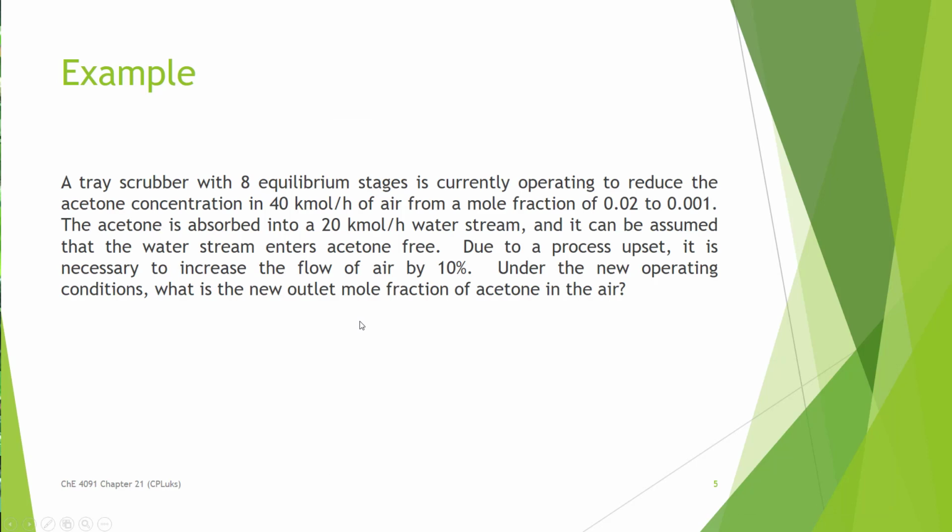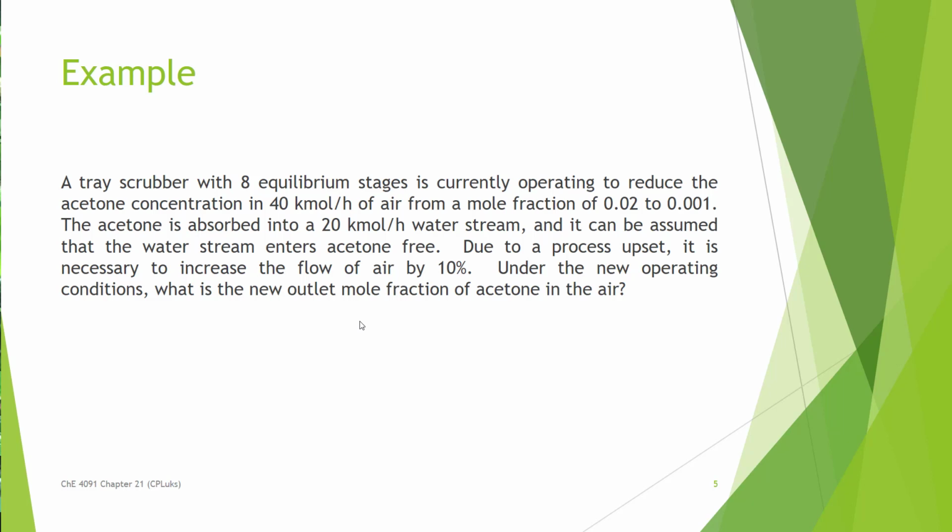They do an example in the book, and it's a tray scrubber with 8 equilibrium stages that's operating with 40 kilomoles per hour of air and a mole fraction of 0.02 being reduced to 0.001. And the acetone is being absorbed using a 20 kilomole per hour water stream. Now, this is the way it is operating.